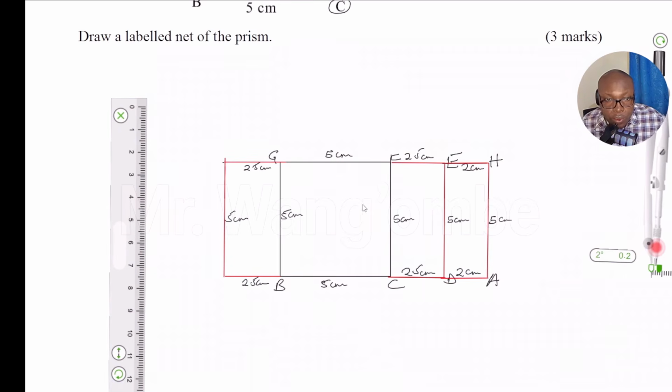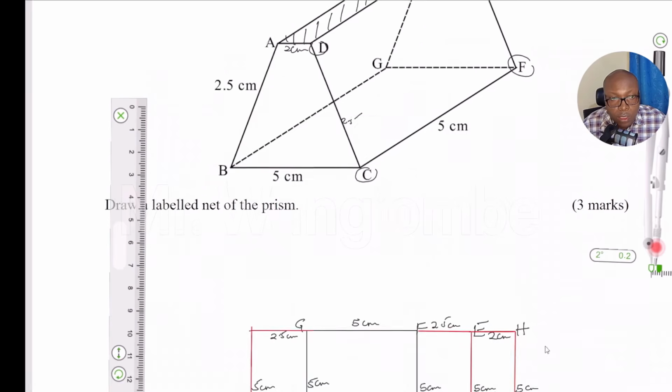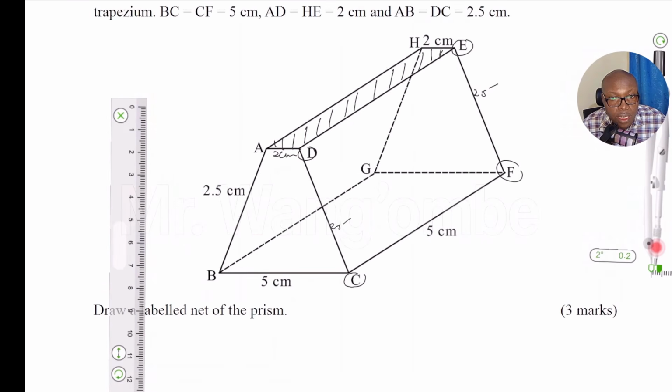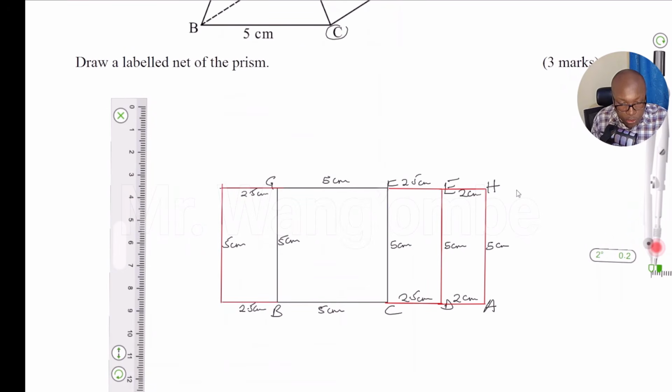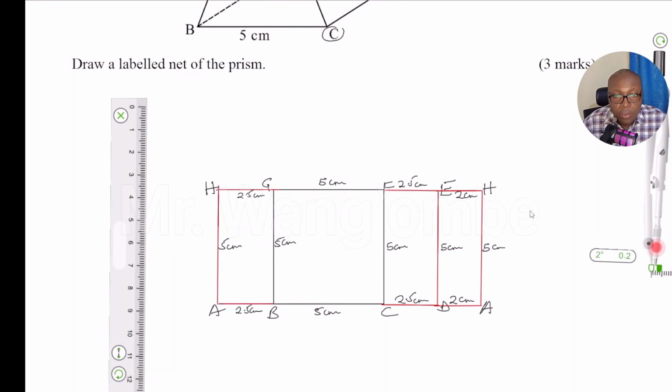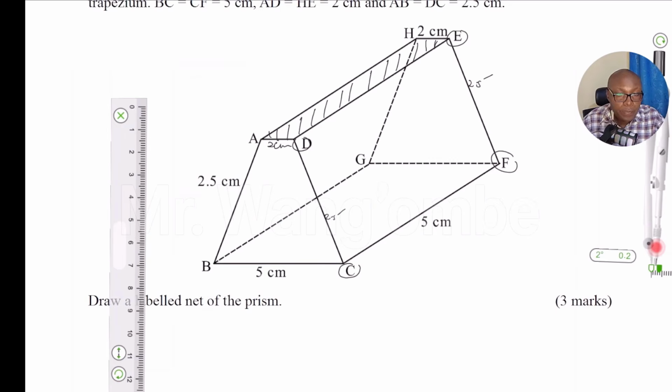Now we are done with that. Let me label the side with B. This is AH. So we have A here, and then H is there. You can look at the diagram to confirm that. Now what is remaining is the sides, where we have the two trapezia. We have trapezia BCAD and GFHE.